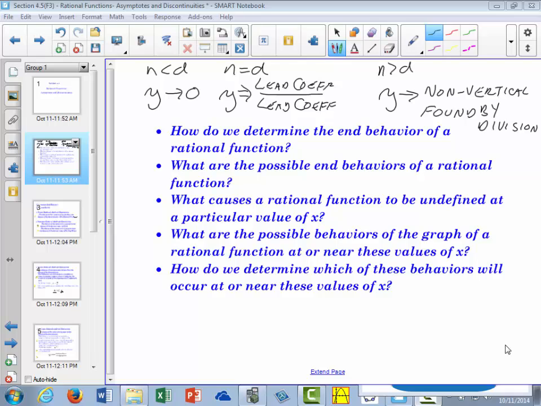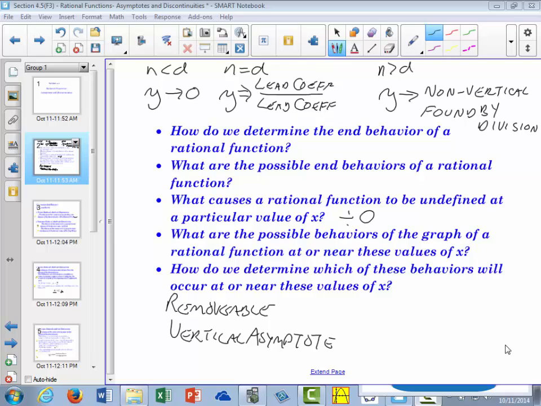In addition, we looked at discontinuities. What causes a rational function to be undefined or discontinuous at a particular value of x? Well, it's when we divide by 0. So whenever the denominator is equal to 0, we'll have some sort of a discontinuity. The possible behaviors of the graph near these values which cause the denominator to be equal to 0 are either a removable discontinuity, or a vertical asymptote.